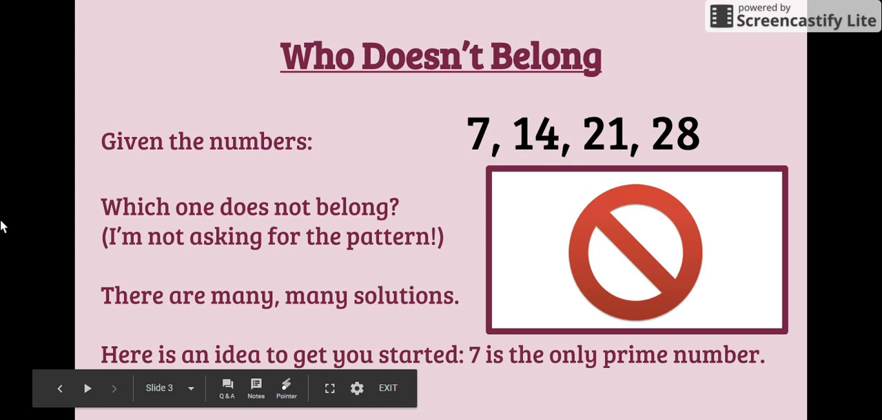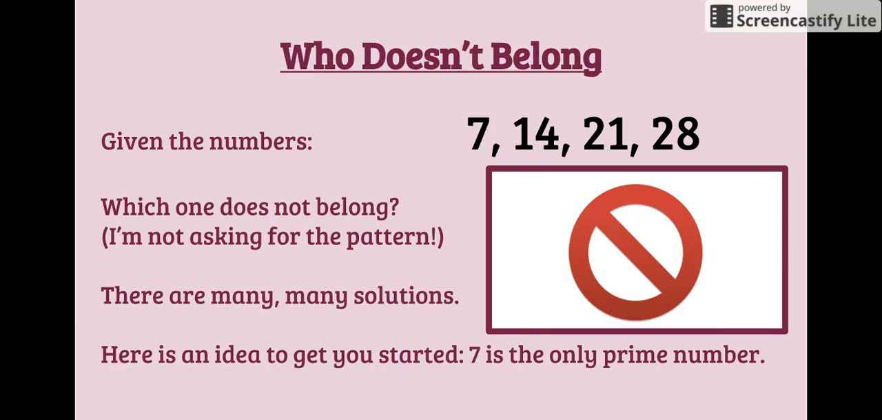The next strategy that I will use is a strategy called Who Doesn't Belong? And you will see a set of numbers on the board for this strategy. The numbers that you see today are 7, 14, 21, and 28. Well, at first you might automatically think, well, the pattern is counting by multiples of 7. But that's not what I'm asking you to look for. I'm not asking you for the pattern. I'm asking you which number doesn't belong.